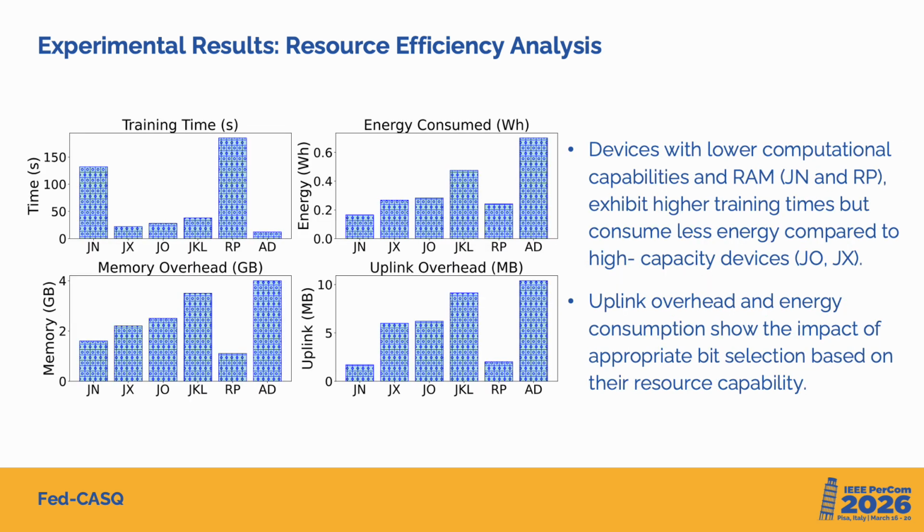In this slide, we try to break down the resource efficiency analysis of Fed-CASQ by device type. From these results, we could validate the impact of Fed-CASQ through the following 2 points. First, devices with lower computational capability and RAM take longer per local epoch, but they can still be energy efficient. Secondly, uplink overhead and energy consumption also show the impact of the appropriate bit selection method of Fed-CASQ.